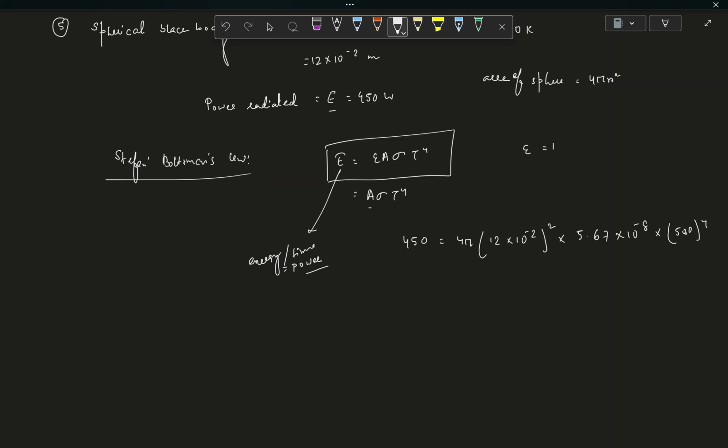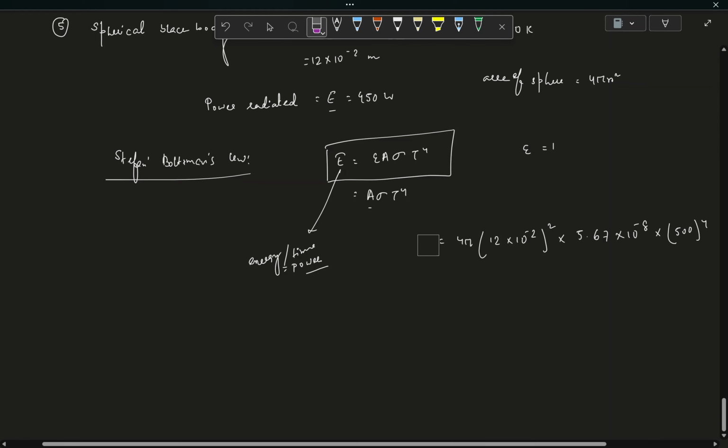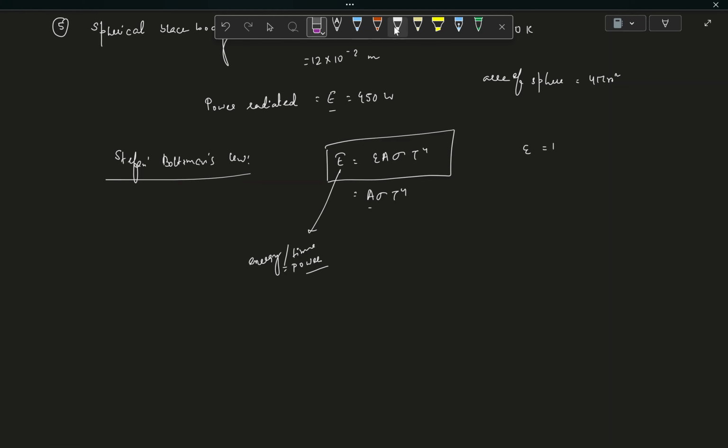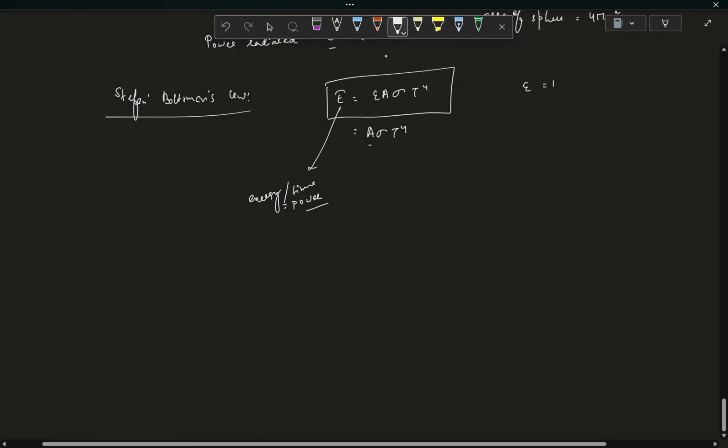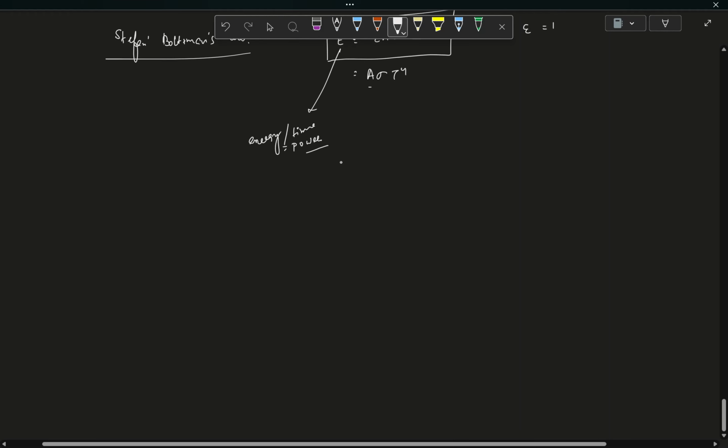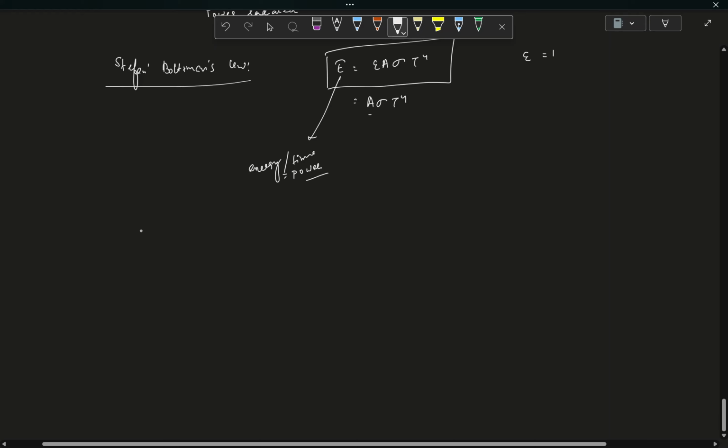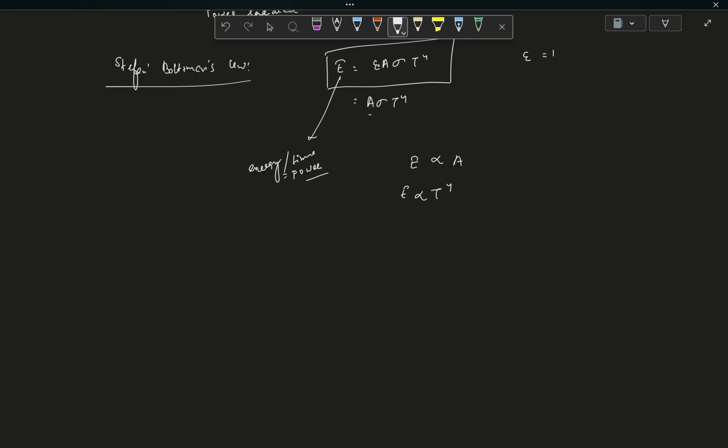Okay, so here rather we would have to take out the value of sigma and then use it, because sigma is not standardly given in the question. Or the other method can be that, because it is like this the formula, epsilon is proportional to A and epsilon is proportional to t to the power 4 as well. Otherwise this is 1 and this is constant, right?